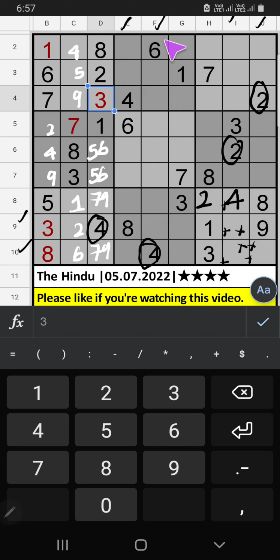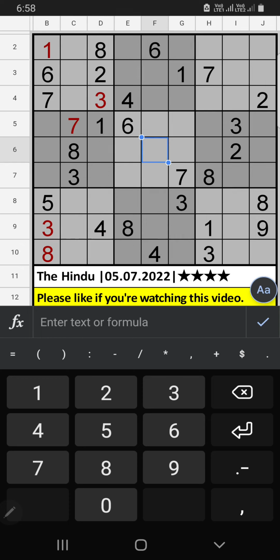Column E, column F, we have 6. So 6 can't come in these cells. Then 6 is confirmed here. Column C, 2 numbers are remaining, 1 and 2. 9th row, we already have 1. So 1 can't come in this cell, 1 is confirmed here. Then 2 is here.